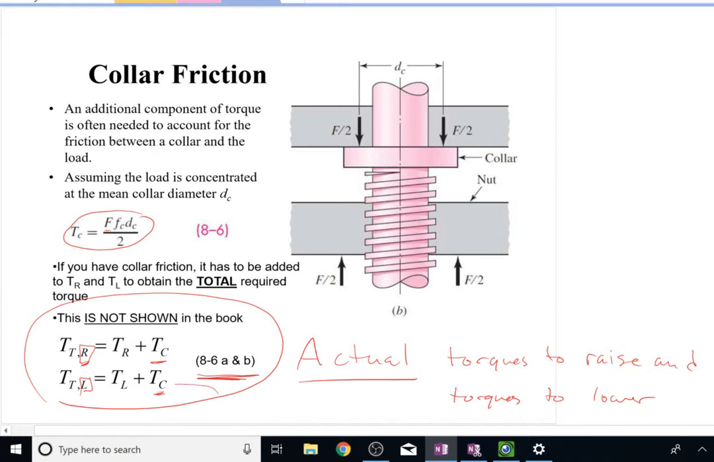Now this has a bearing on self-locking, in that the collar can actually cause the power screw to be self-locking even if T sub L is less than 0. So if T sub L is less than 0, it would normally be self-disassembling. However, if you have some collar friction, that can make it self-locking again. And you have to check for that, or design it for that.